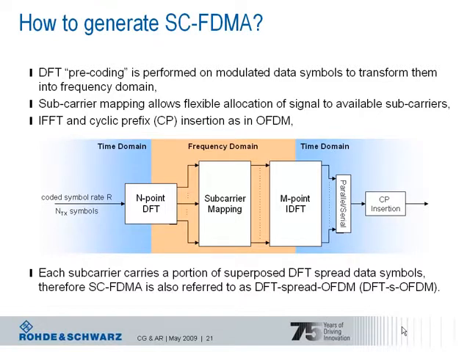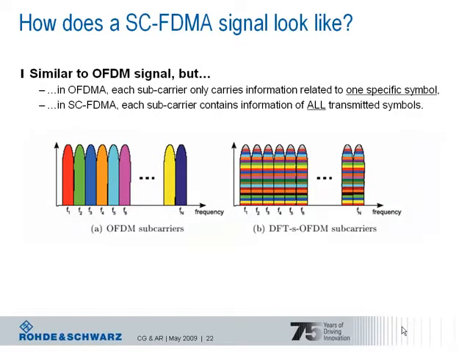So what does the DFT do? Well, first of all, it is a mathematical operation, but compared to OFDM in the downlink, where each subcarrier carries just one specific modulation symbol, the DFT takes the symbol and spreads it over the available subcarriers. In that manner, each subcarrier carries a portion of superposed symbols, therefore single carrier FDMA is also referred to as DFT spread OFDM.